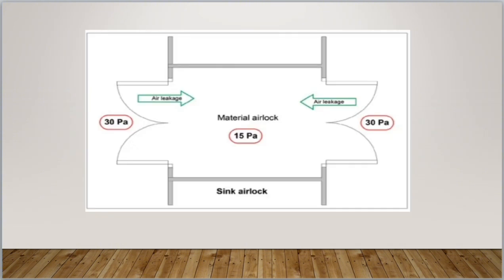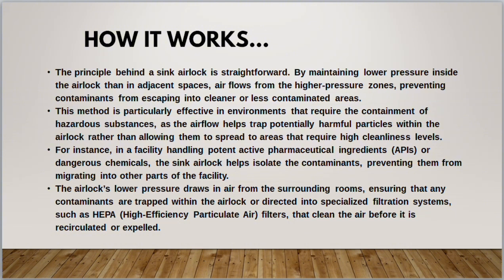Here is the map of the sink airlock. How it works. The principle behind the sink airlock is straightforward. By maintaining lower pressure inside the airlock than in adjacent spaces, air flows in from the higher pressure zones, preventing contaminants from escaping into the cleaner or less contaminated areas. The method is particularly effective in environments that require containment of hazardous substances, as the airflow helps trap potentially harmful particles within the airlock rather than allowing them to spread to areas requiring high cleanliness levels.